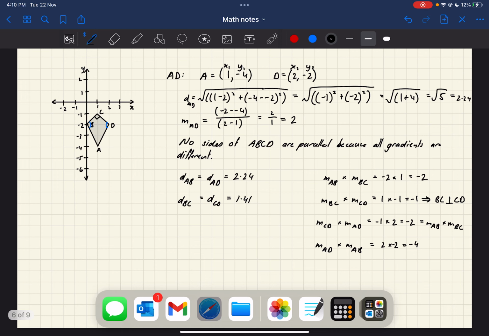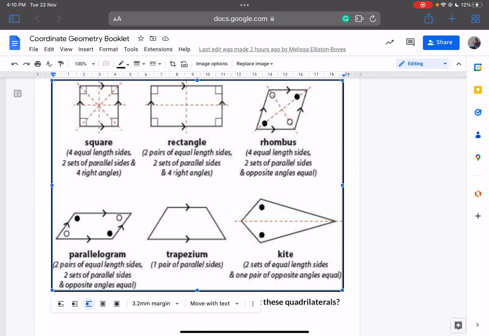Now our quadrilaterals are these ones here. We have the square, which will need 4 equal length sides, 2 sets of parallel sides and 4 right angles. We've got the rectangle, which has its own set of properties, the rhombus, which also has its own set of properties, the parallelogram, the trapezium, and then we've got the kite. Now the kite has 2 sets of equal length sides and 1 pair of opposite angles which are equal. So that means that the shape that we have is the kite, because our 2 ends of our shape are of equal length, and our opposite angles are equal.